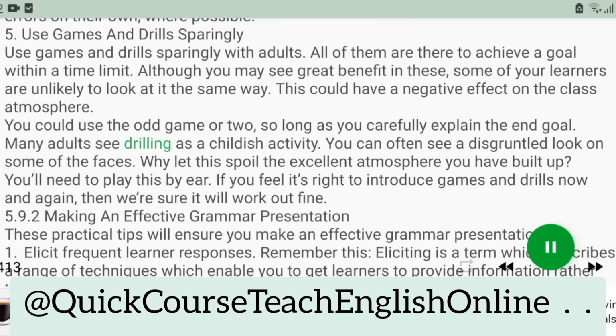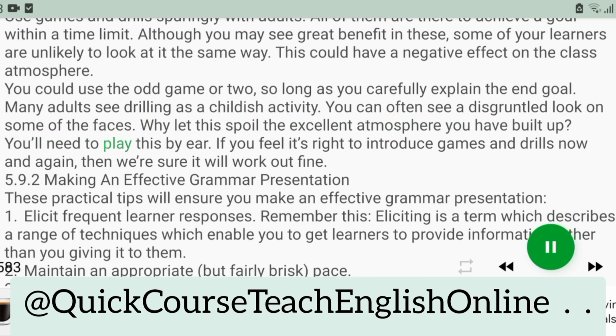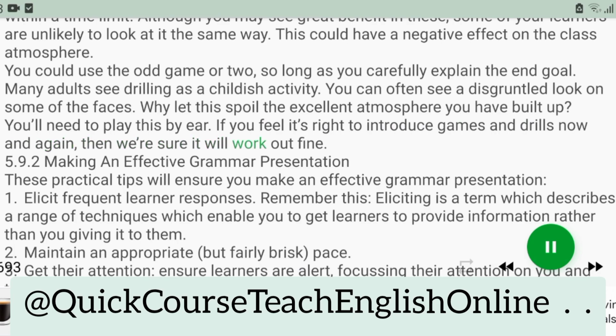Many adults see drilling as a childish activity. You can often see a disgruntled look on some of the faces. Why let this spoil the excellent atmosphere you have built up? You'll need to play this by ear. If you feel it's right to introduce games and drills now and again, then we're sure it will work out fine.